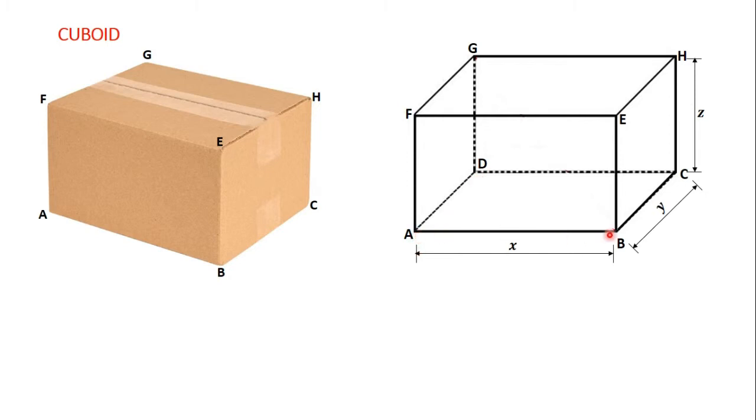The length from A to B is X, the length from B to C is Y, and the length from C to H is Z. For this cuboid, the length X is called the length, Y is called the breadth, and Z is called the height. So if you have a cuboid like this with these dimensions, then A to B is the length, B to C is the breadth, and C to H is the height of the cuboid.